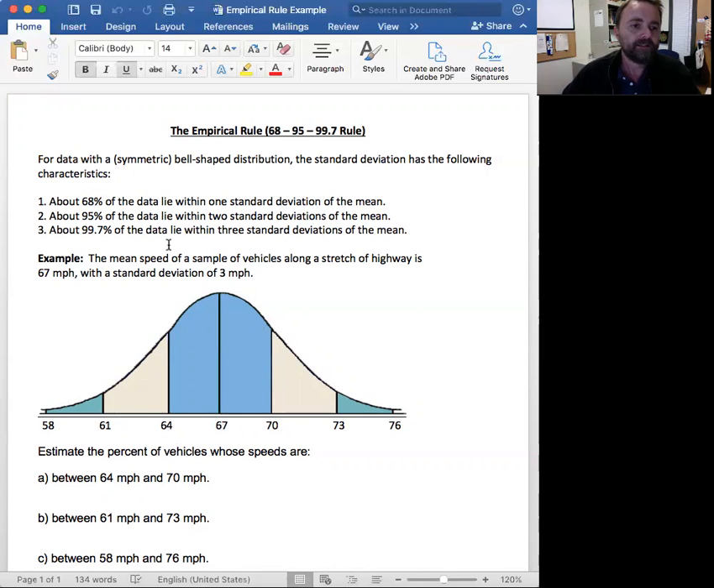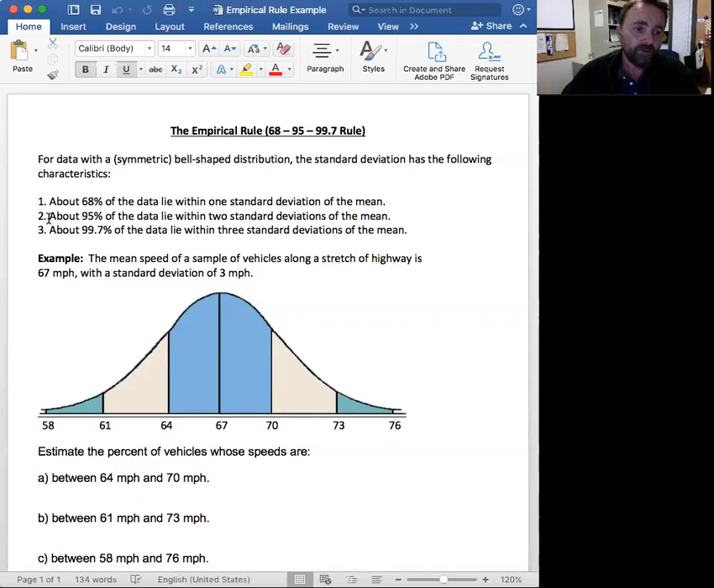So when it says that about 68% of the data lie within one standard deviation of the mean, that's this area right here, the blue area. One standard deviation means you add it and subtract it. And this is one standard deviation. So that area is 68% of the entire curve. The entire curve is 100%, and 68% is the blue area.